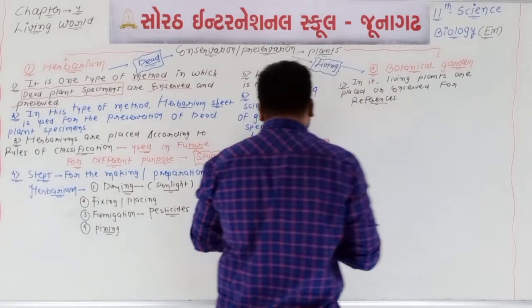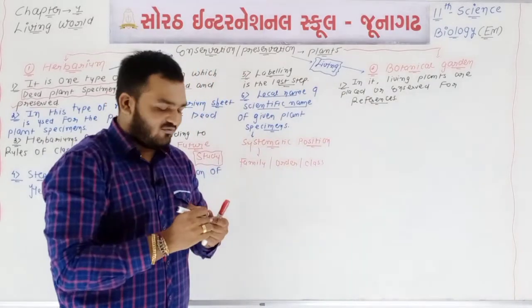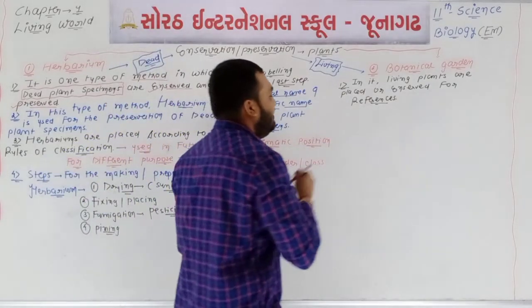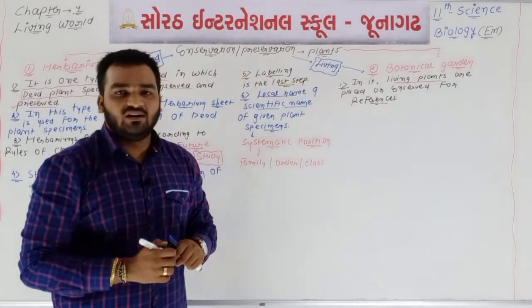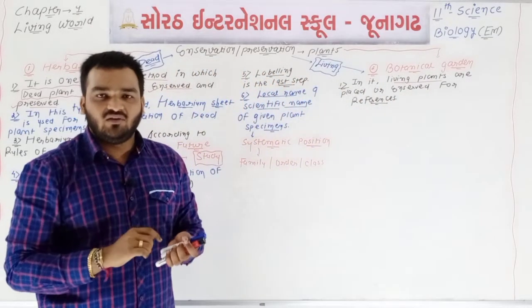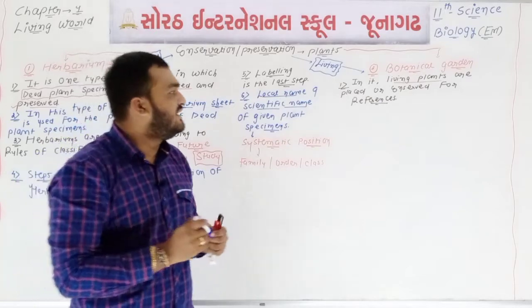So in point number 1, the one important word is what? The living plants. So botanical garden is one type of conservation or preservation place for the living plants.